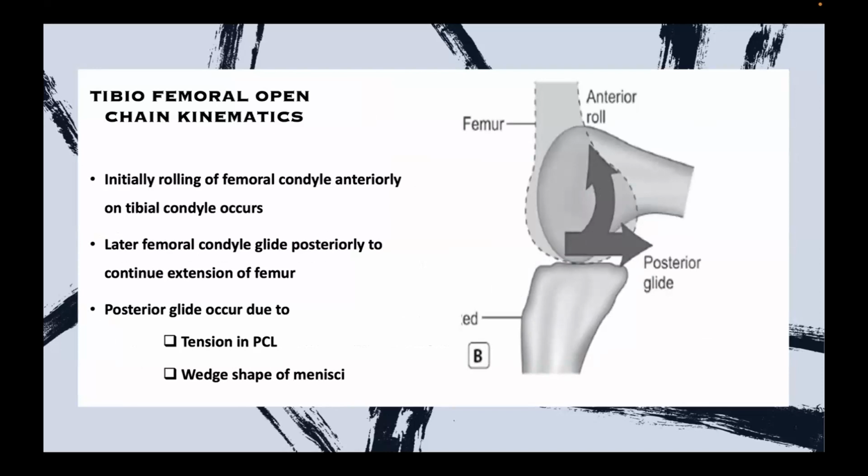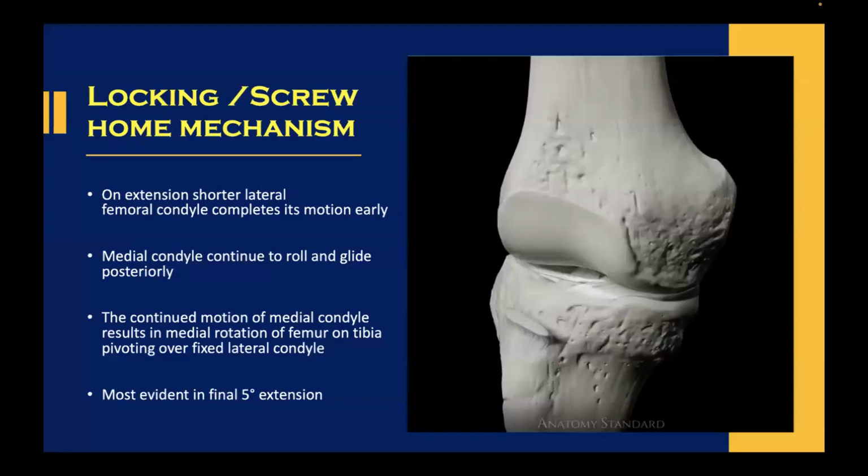Tibiofemoral open chain kinematics. When we extend the knee, there's the initial rolling of the femoral condyle anteriorly on the tibial condyle, and the lateral femoral condyle glides posteriorly to continue the extension of the femur. And the posterior glide occurs due to the tension in the PCL and the wedge shape of the menisci.